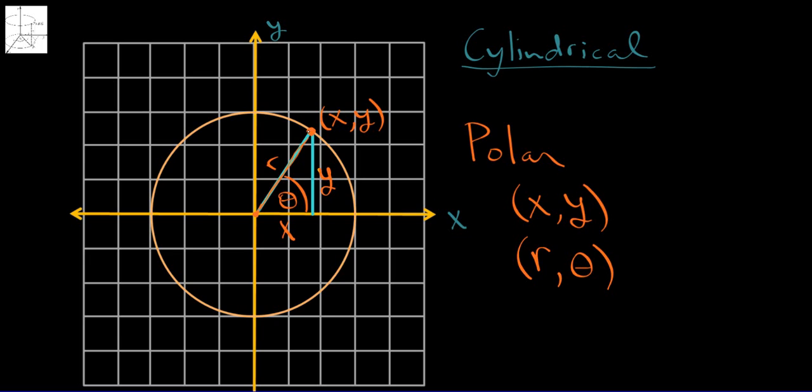So what we've got to do is figure out, well, how do we go from x and y to r and theta? In other words, we want to see what the relationship is. Well, one of the things that we can notice right away is that x squared plus y squared equals r squared. So right away, the Pythagorean theorem gives us that.